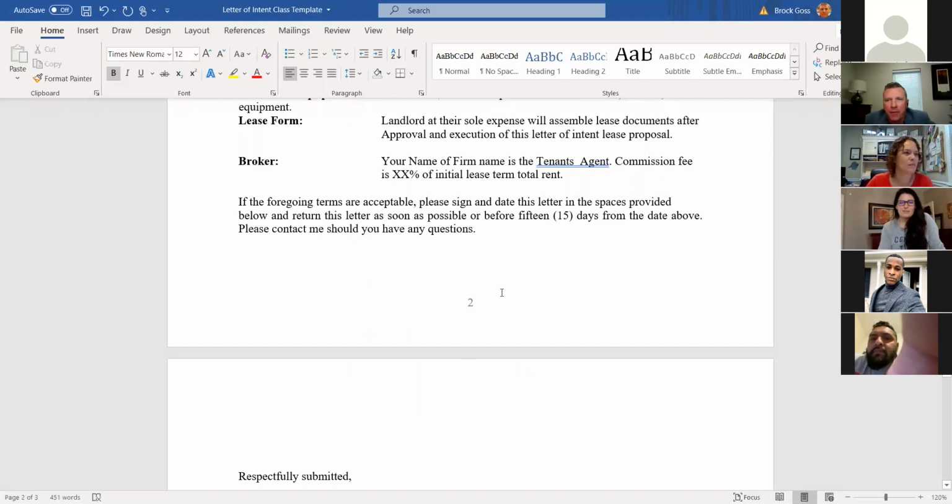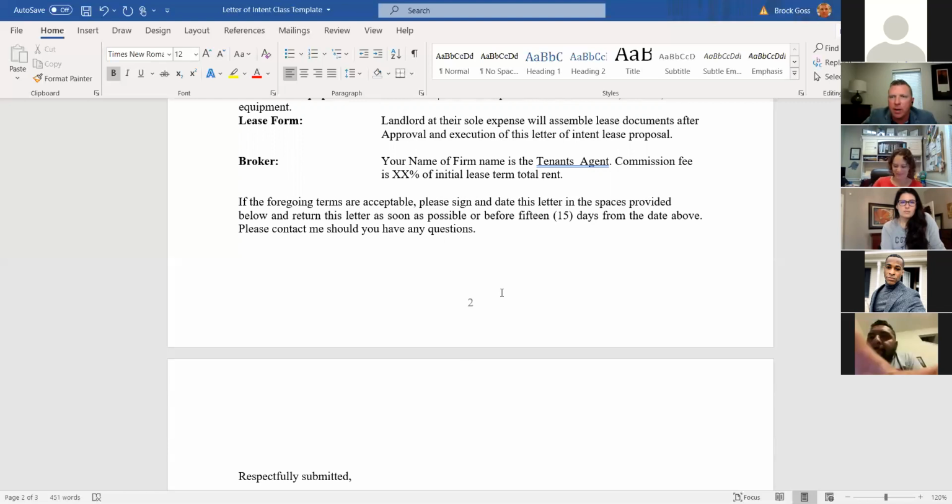Anyway, last part of this is the lease form. You want to identify who is responsible for paying for it, right? It says the landlord at their sole expense will assemble lease documents. They're going to call their attorney or do whatever they have to do. Go into the North Carolina forms, which I don't recommend doing, but you can. Here's what you need to do on this. You need to identify who's paying for it and who is drawing up these papers. And I do not recommend that you draw them up yourself.